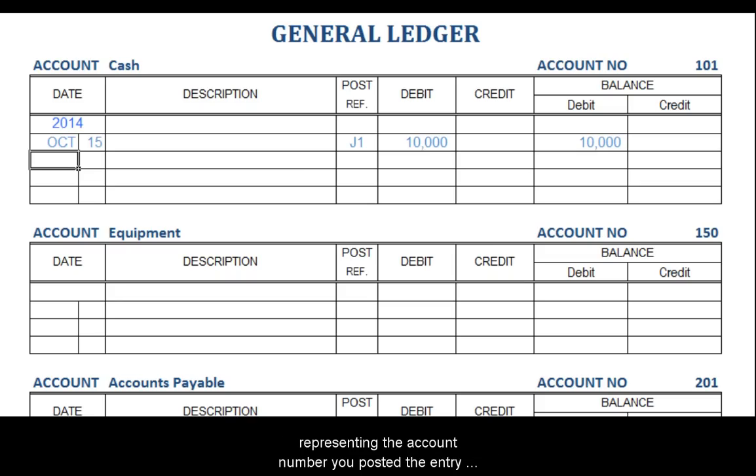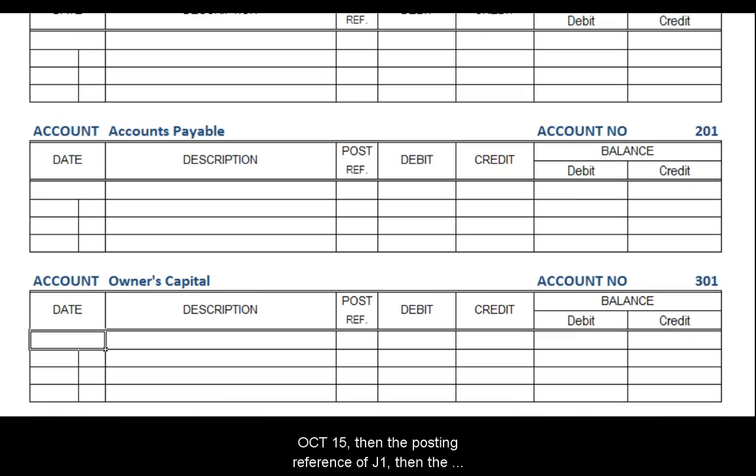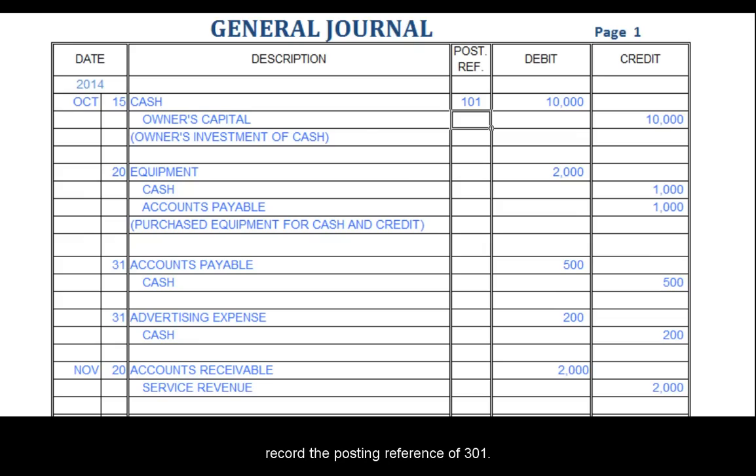Now you return to the journal and record a posting reference of 101, representing the account number you posted the entry to in the ledger. This entry is now posted. You continue by posting the second half of the entry. Using the ledger for owner's capital, record 2014, then October 15th, then the posting reference of J1, then the credit of $10,000, and calculate the balance of $10,000. This time it is a credit balance, since 0 plus a credit equals a credit. Return to the journal and record the posting reference of 301.